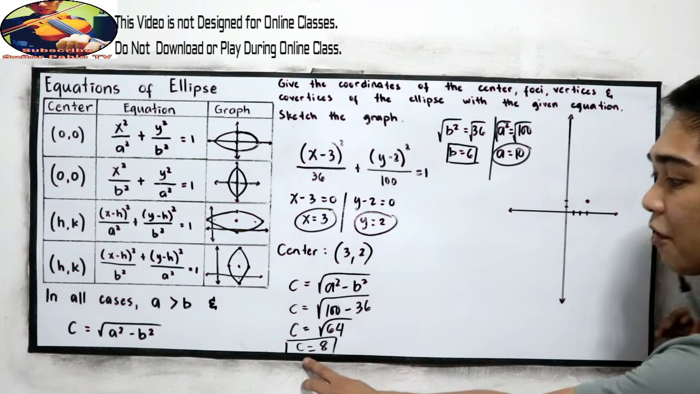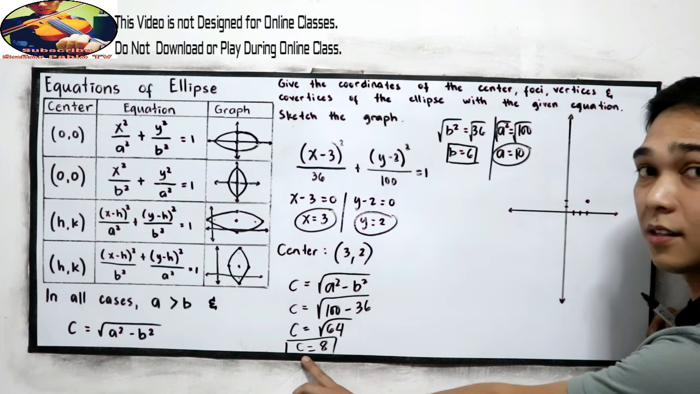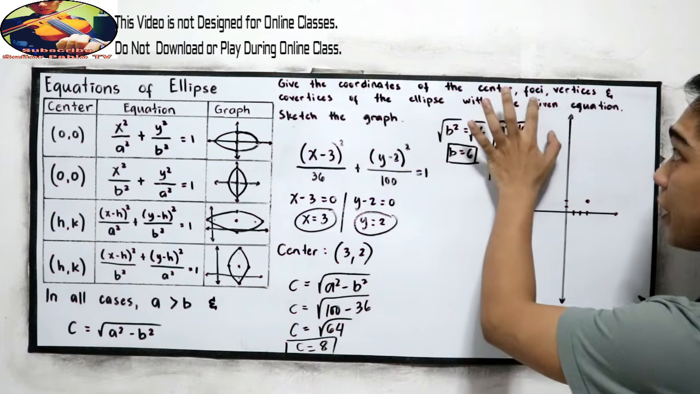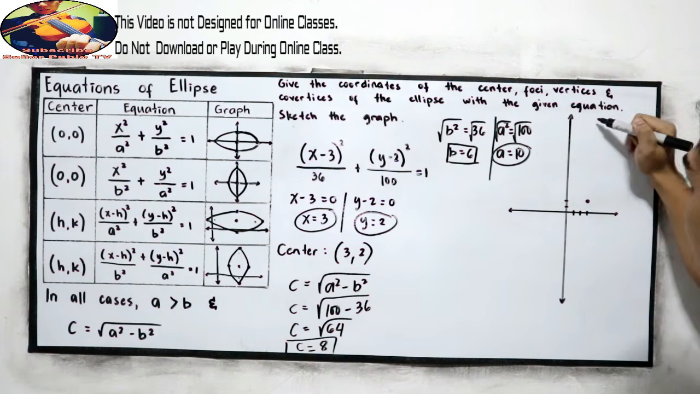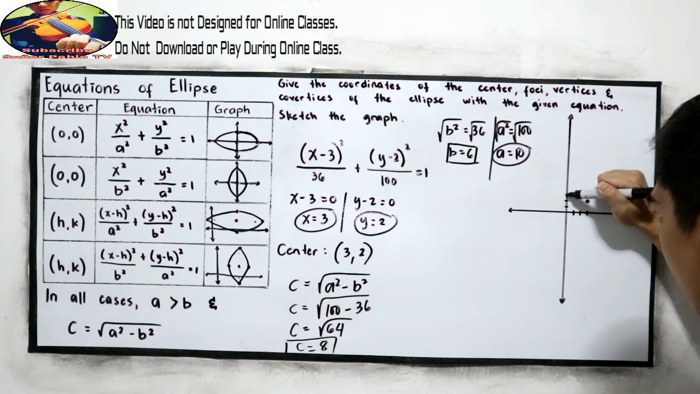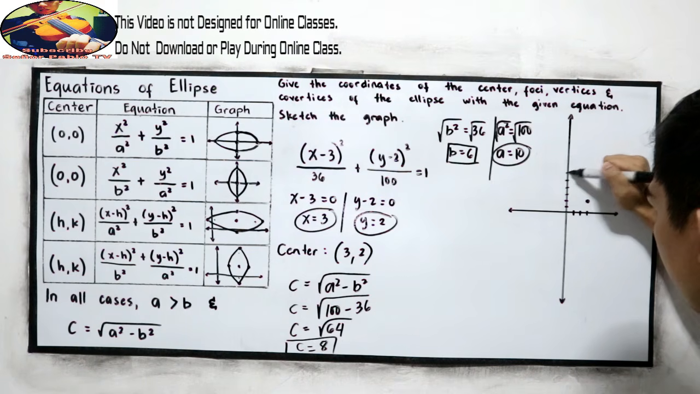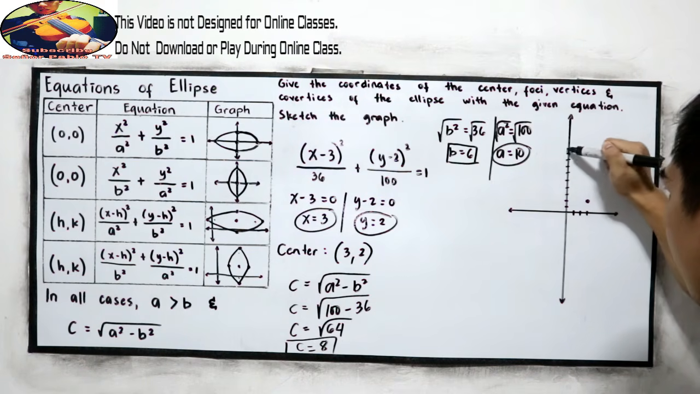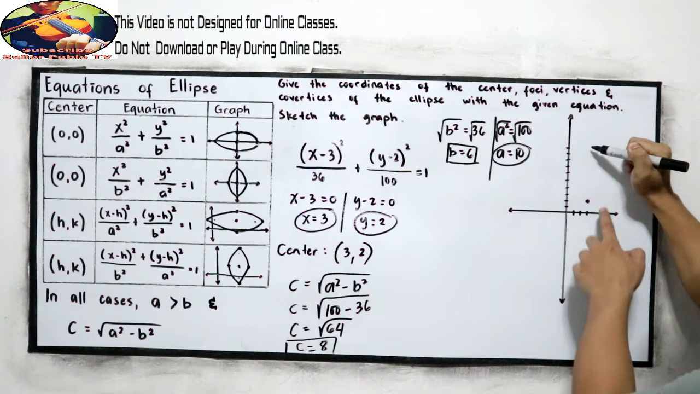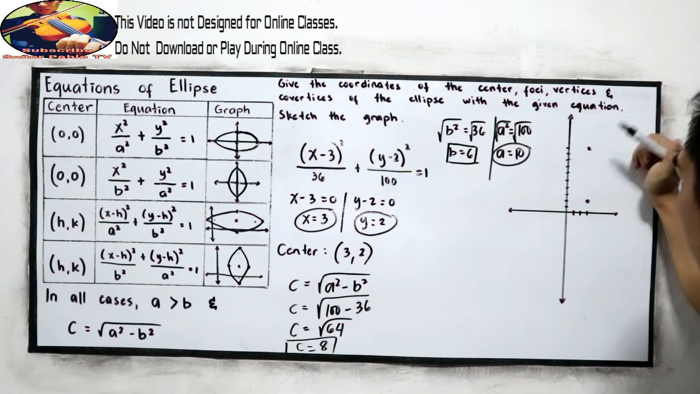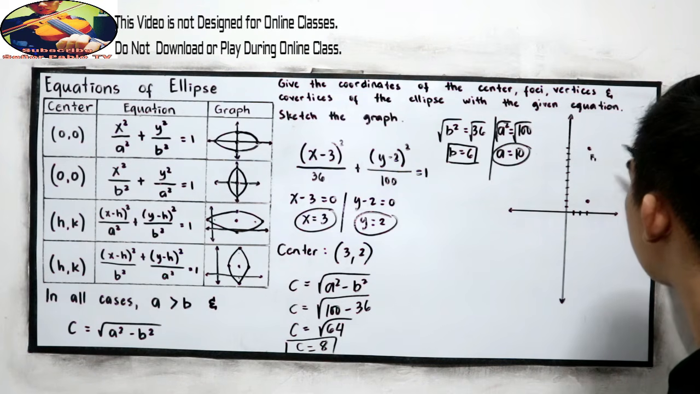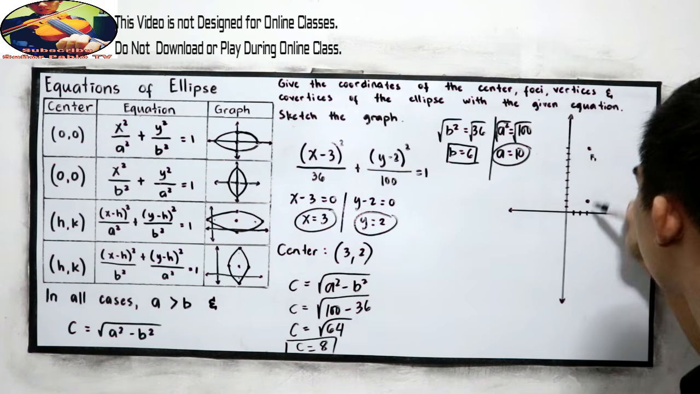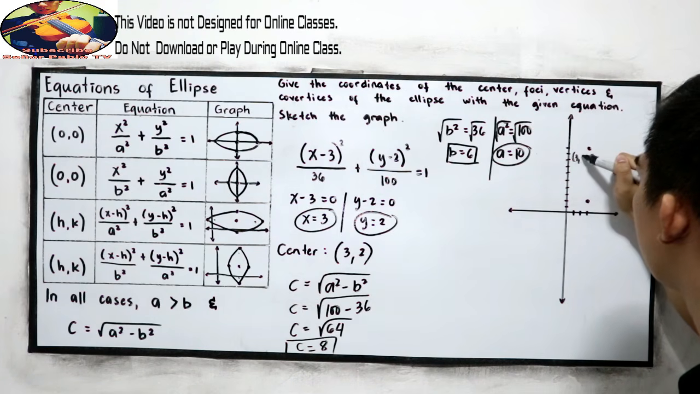Okay, now we have a value for c. That means we can now locate our foci. So 8 units up from the center. So 1, 2, 3, 4, 5, 6, 7, 8. Okay, so this will be our f sub 1. F sub 1, its coordinate is positive 3, positive 8.